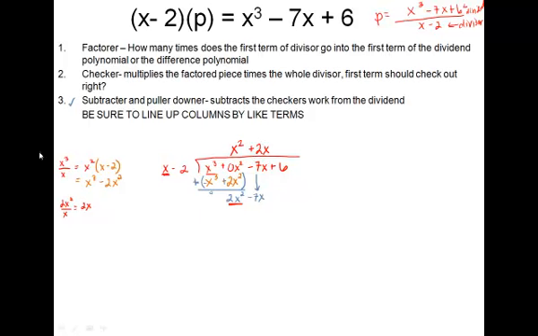The checker is again going to take the factor's job and multiply by that whole divisor, and we're going to get 2x squared minus 4x when we distribute this through. So line that up, 2x squared minus 4x. These checked out, so the checker is done.